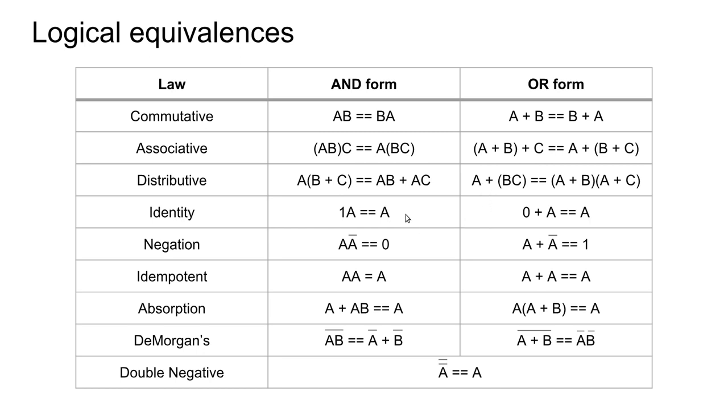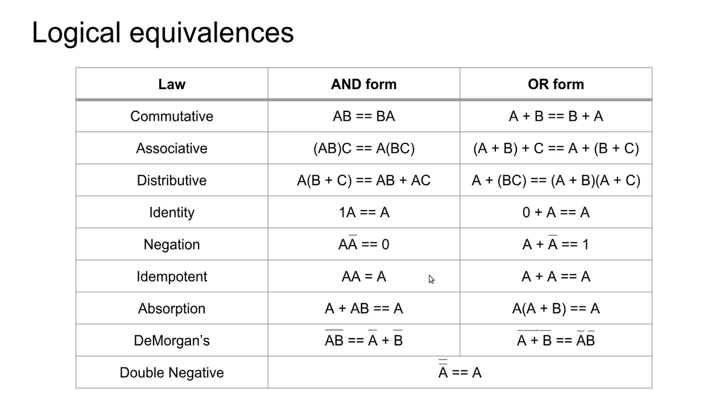The identity law tells us that if we AND any variable with a 1, then we are going to get that variable, whatever that variable's value was, as output. If we take any variable and OR it with a 0, then we are also going to get whatever that variable was out of it.